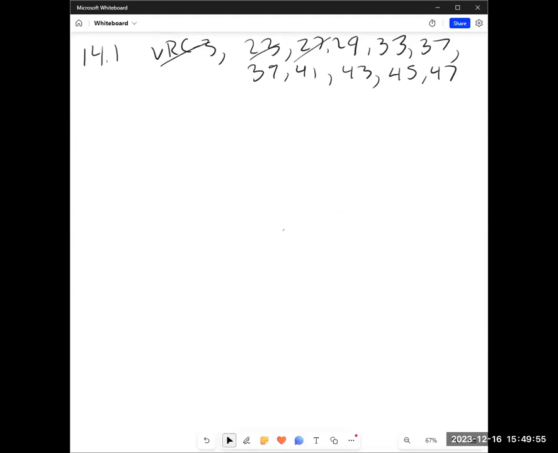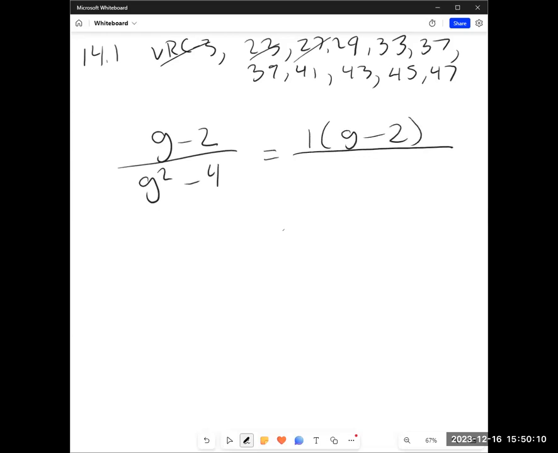All right, let's move on to number 29. And I have g minus 2 over g squared minus 4. That's going to be 1 times g minus 2. This is g plus 2 times g minus 2. And the g minus 2's cancel and leave me with 1 over g plus 2.